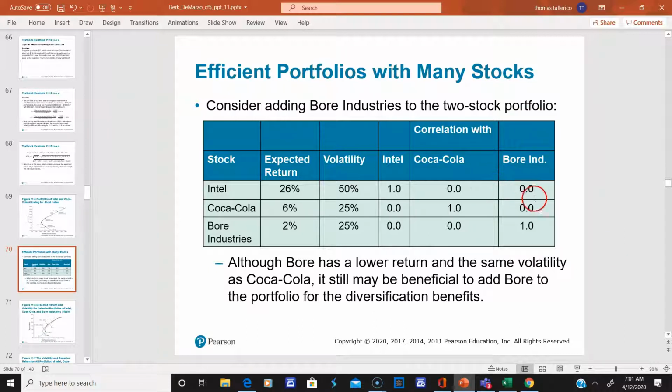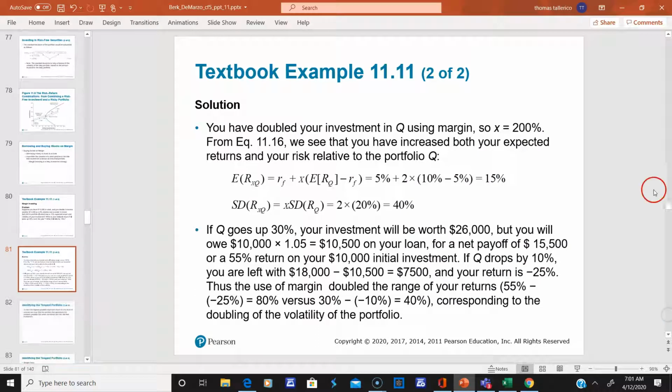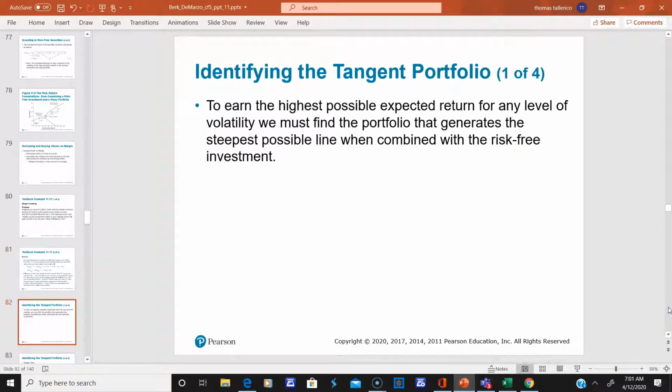All right, so anyway, now that they added another stock here, they just keep showing you the ramifications of portfolios. So I'm kind of going to breeze through these now because we still have another 60 slides to go here.